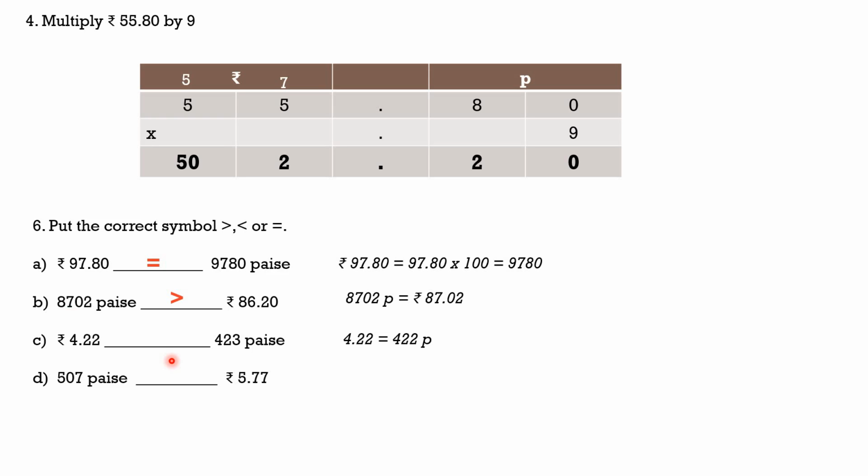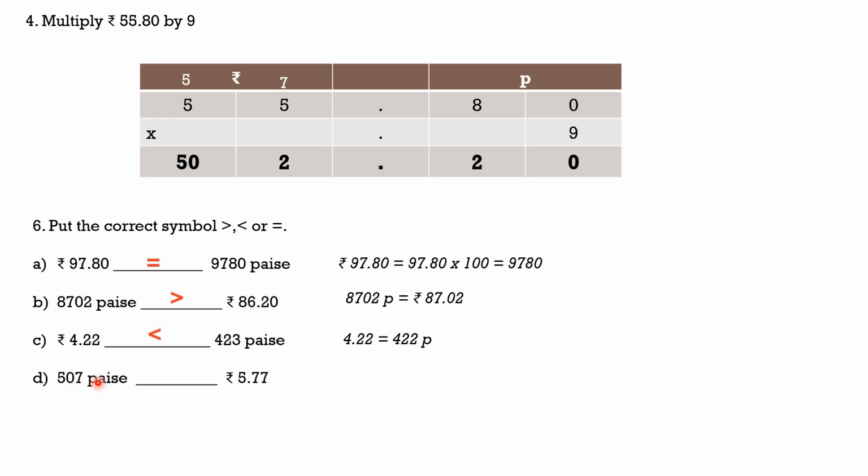Alright, now the third one, rupees 4.22 and 423 paise. So let's convert this 4.22 rupees into paise. 4.22 rupees gives us 422 paise. So this is 422 paise and this is 423 paise. Which one is bigger? 423 paise. So we will put the smaller than sign.